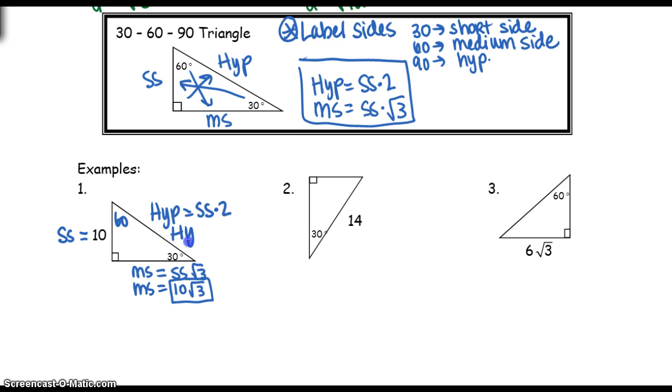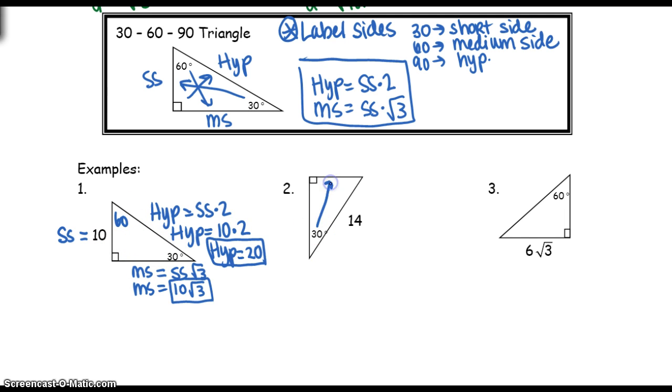So then our hypotenuse here is going to be 10 times 2. And 10 times 2 is 20. So our hypotenuse in this picture is 20. Okay, we learned how to do this because if you only have one side, you can't use the Pythagorean theorem, right? So if you can't use the Pythagorean theorem and it's a special triangle, you could do this method. Let's look at number 2.